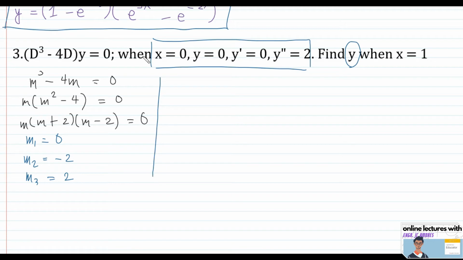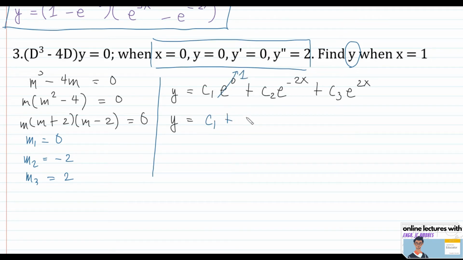Okay, so what would be our general solution? So we have y is equal to c sub 1 e raised to 0x. So 0x, so that's 0 also, or later on it becomes 1. Plus c sub 2 e raised to negative 2x, plus c sub 3 e raised to positive 2x. So simplify, of course, as I've said, e raised to 0 is 1. So we'll only have c1 plus c2 e raised to negative 2x plus c3 e raised to positive 2x. Okay?